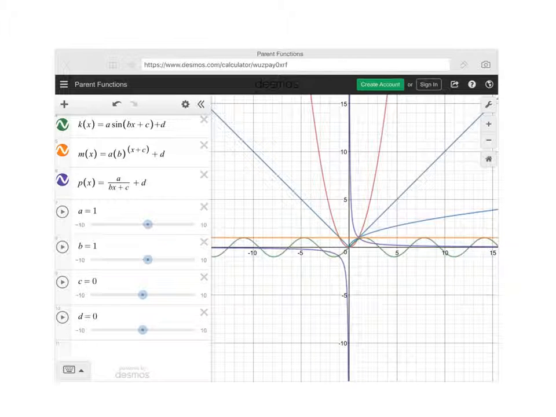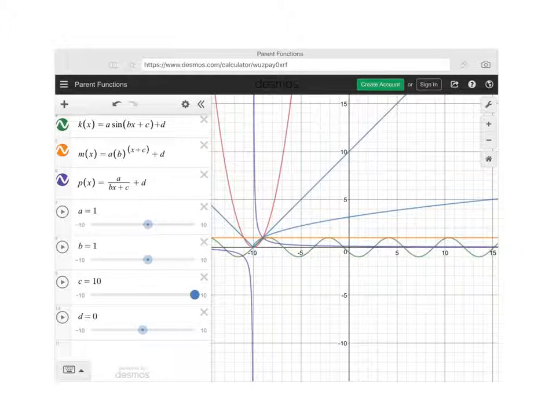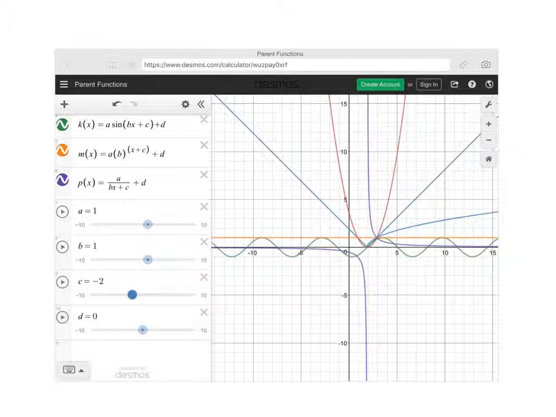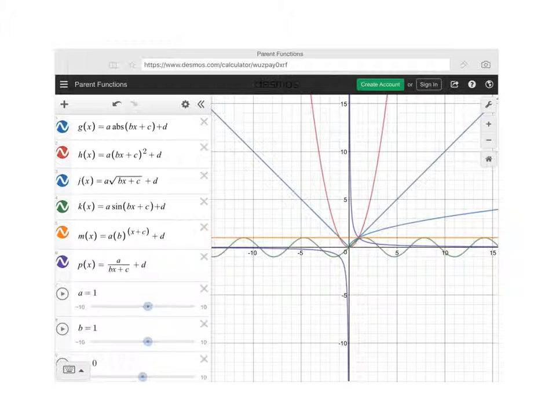We should see the same thing with c. As I increase c, it goes to the left. As I decrease c, it goes to the right. And that's going to help us build connections and get a lot better with interpreting functions just based on the equations that are given. Currently in my class, we're using the trigonometric functions quite a bit.